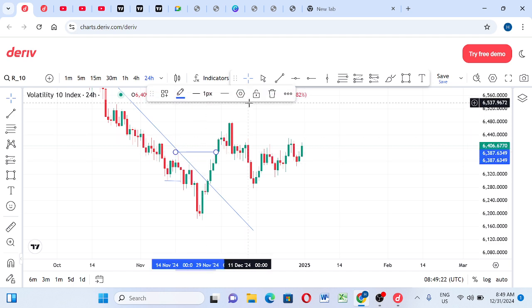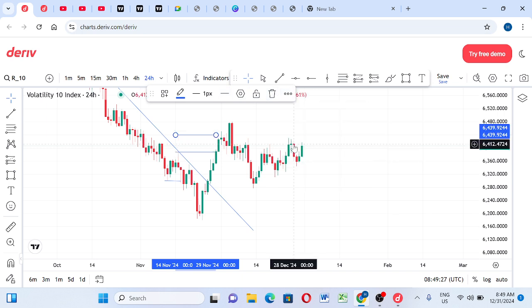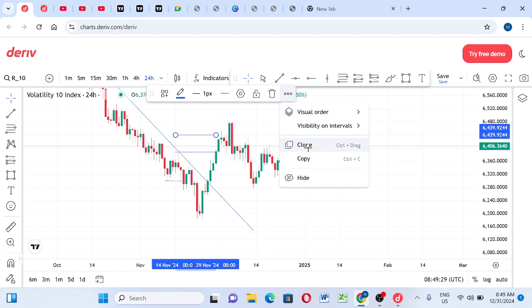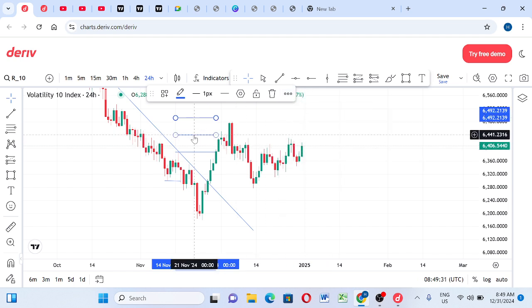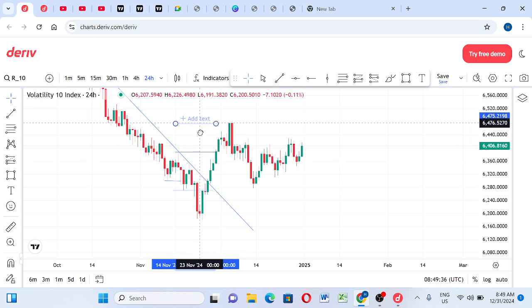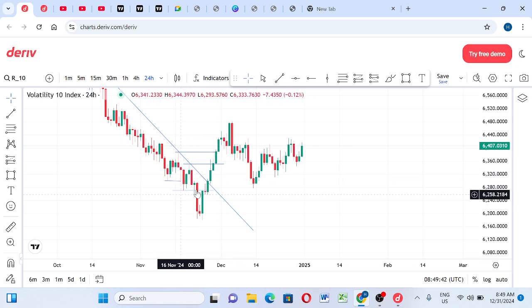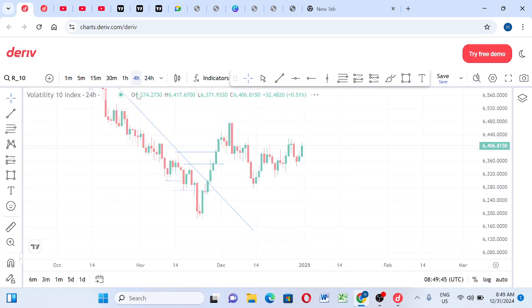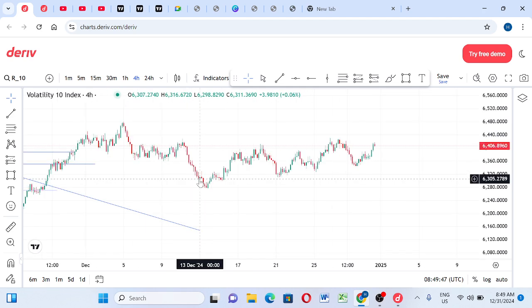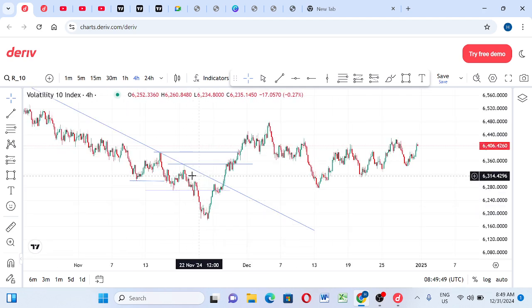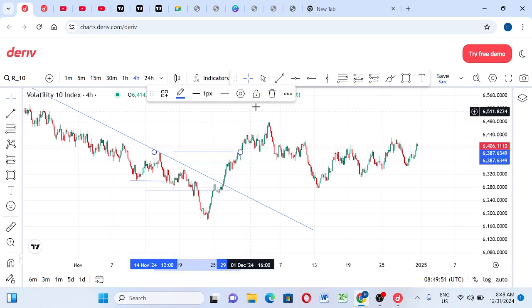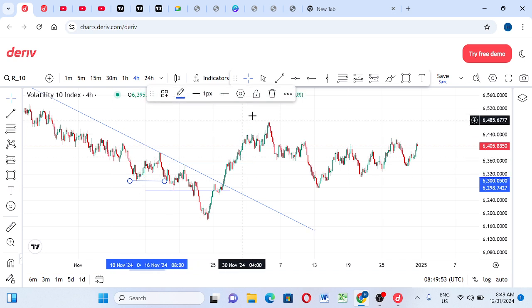So it's basically giving us two levels to use. So this is also a break of structure here. I don't know why on the higher time frame it's clearer, on the smaller time frame it tends to want to confuse us, you understand. So we would simply be removing this and this.